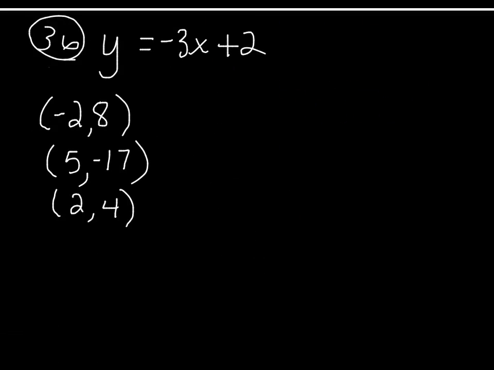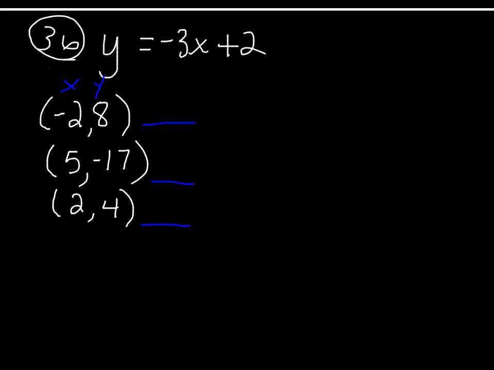Looking at number 36, on this one you're determining if a point is the solution. So this time, you don't have to move anything around at all. You're just going to be plugging in your values for x and y into your equation to see if each of these points is a solution.